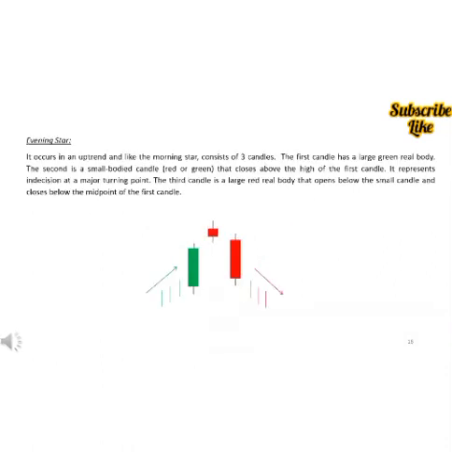Evening star. It occurs in an uptrend and like the morning star, consists of three candles. The first candle has a large green real body. The second is a small-bodied candle, red or green, that closes above the high of the first candle. It represents indecision at a major turning point. The third candle is a large red real body, that opens below the small candle, and closes below the midpoint of the first candle.